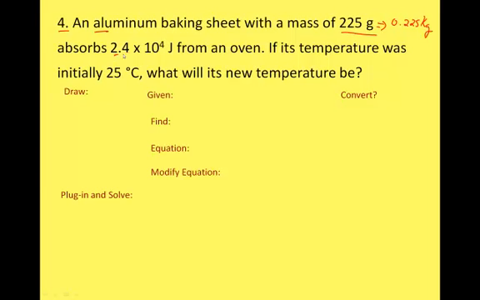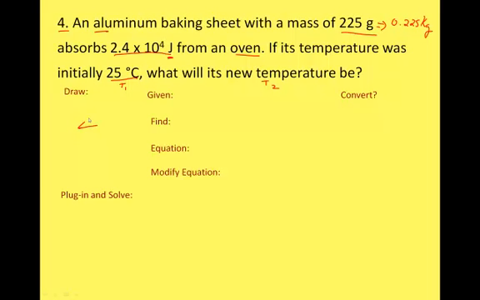Absorbs 2.4 times 10 to the 4th joules. Okay, joules is pretty nice, so at least that fits into the equation. And it's from an oven. If its temperature is initially 25 degrees C, what will its new temperature be? So we know what its T1 is, and what was the new temperature? That's going to be T2.